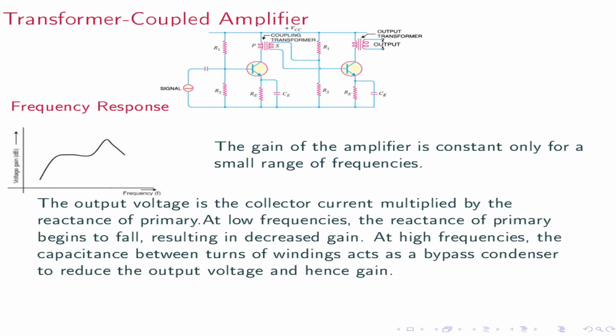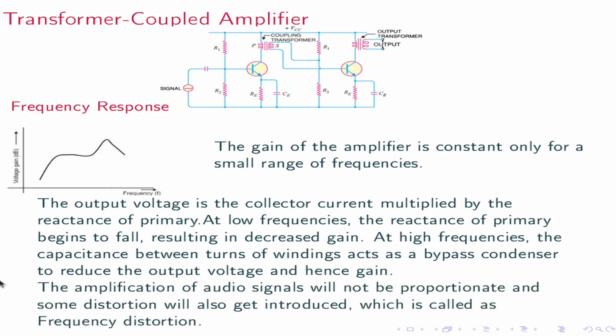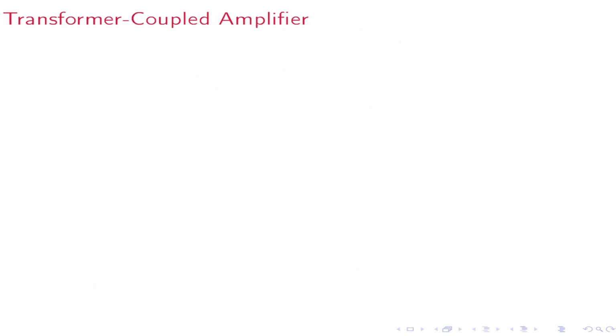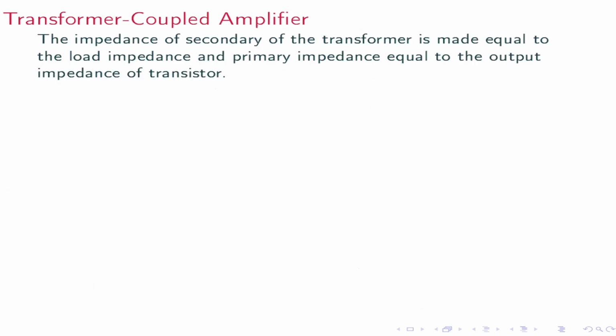At high frequencies, the capacitance between turns of windings acts as a bypass condenser to reduce the output voltage and hence gain. The amplification of the audio signal will not be proportionate and some distortion will also get introduced, which is called frequency distortion. Here the impedance of the secondary of the transformer is made equal to the load impedance and the primary impedance equal to the output impedance of the transistor.